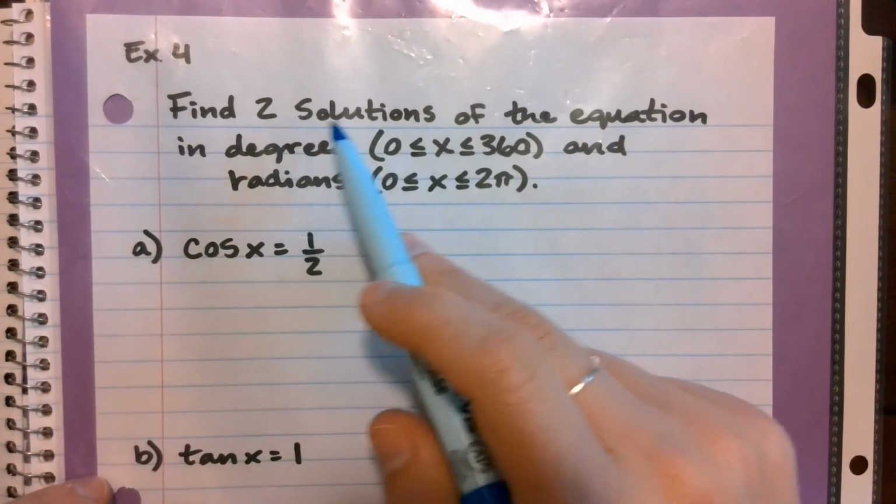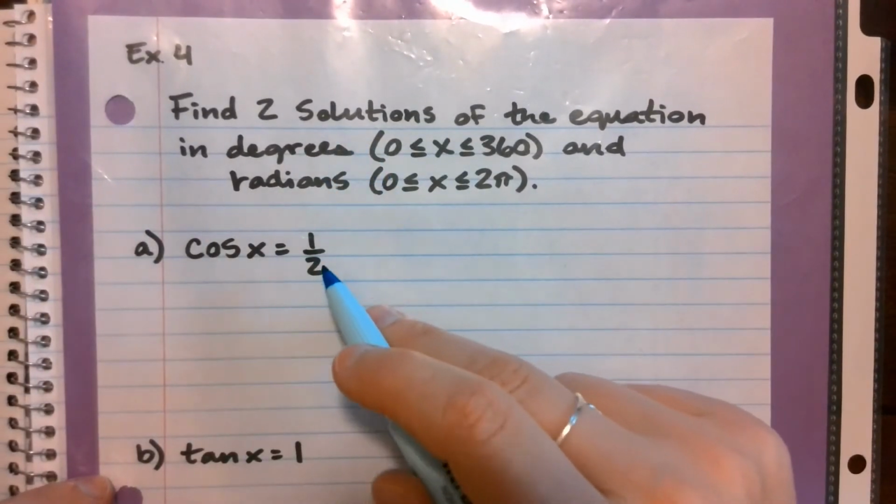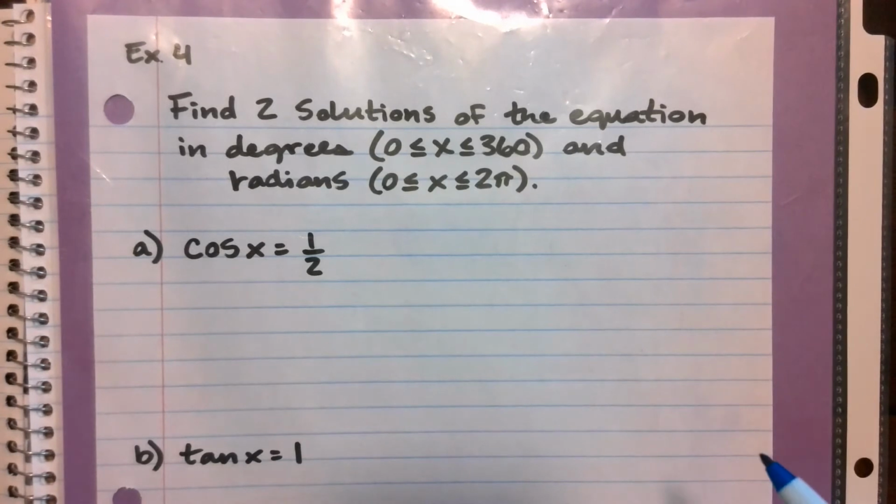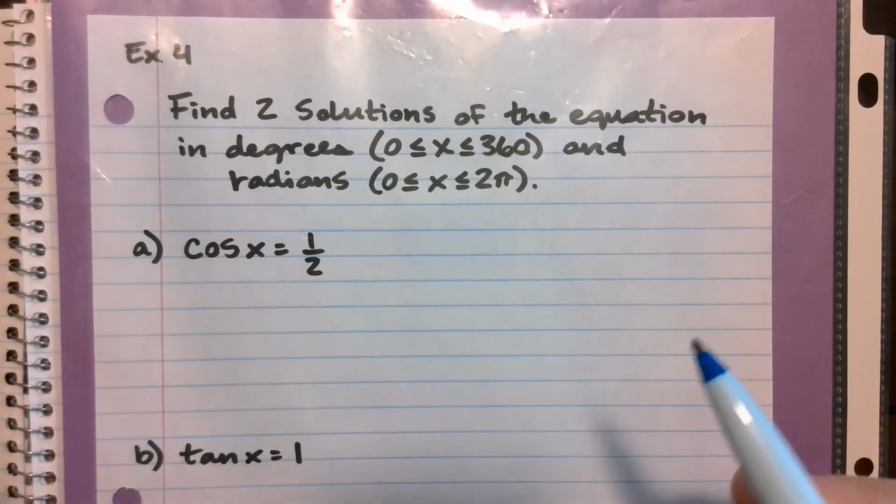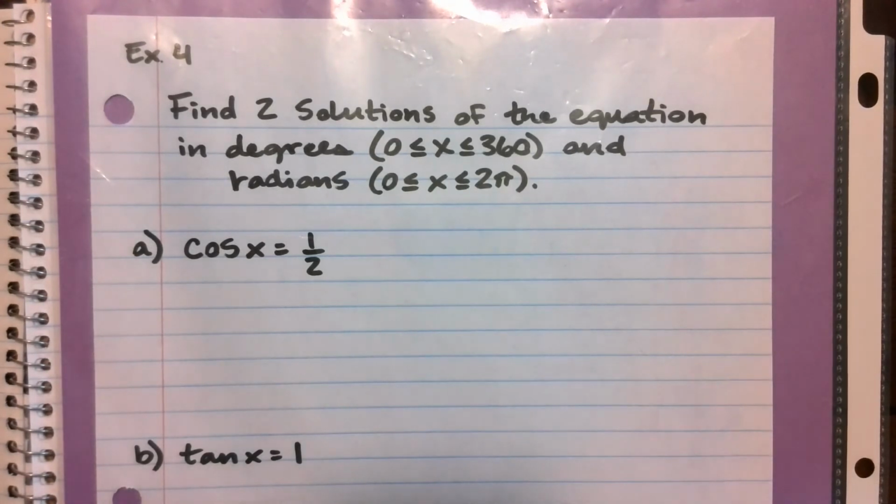That's why we're going to have two solutions, because if something is positive, that means there are two different places where it's positive. If it's negative, there are going to be two different quadrants where it's negative. So again, important to know what quadrants are going to give us positive, negative for sine and cosine at least.